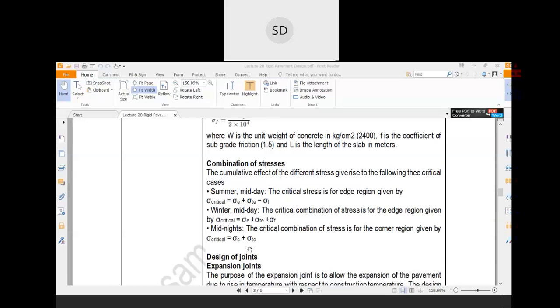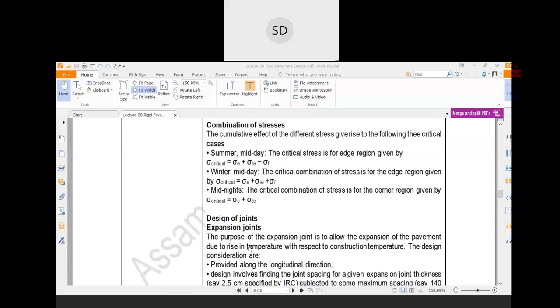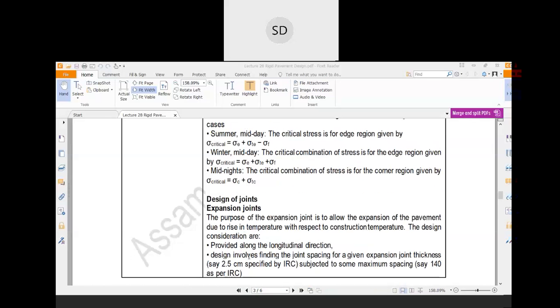So after that, there are other things which we need to know about the rigid pavement. In the rigid pavement, joints are very important. These joints help to relieve the temperature stresses, and therefore the joints should be made very carefully. Now there are two types of joint in the rigid pavement: one is the expansion joint and another is the contraction joint.